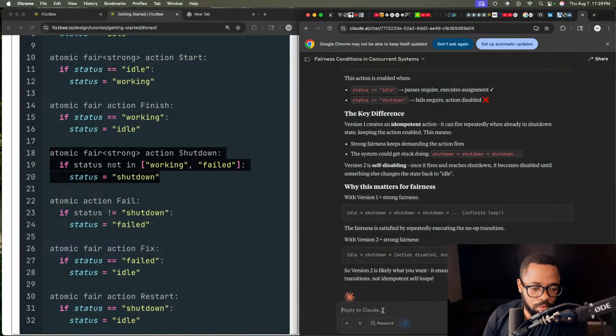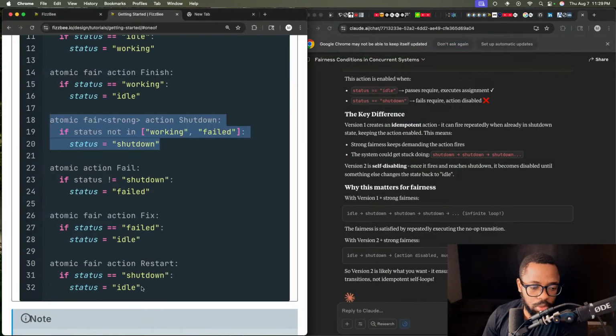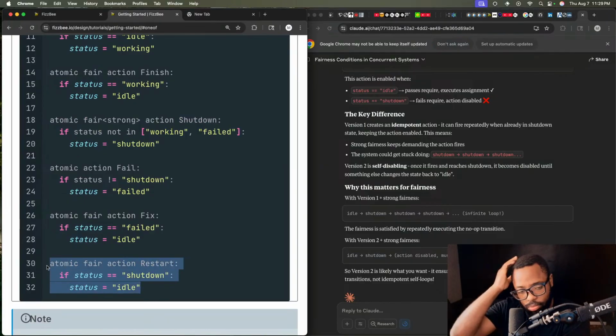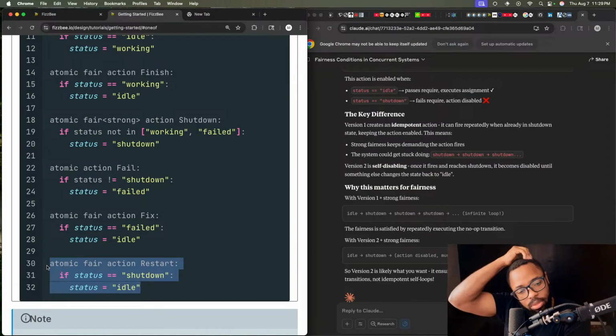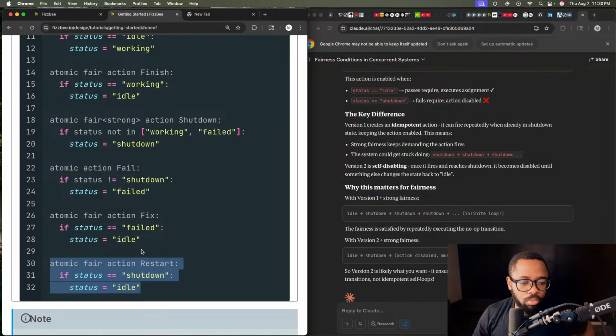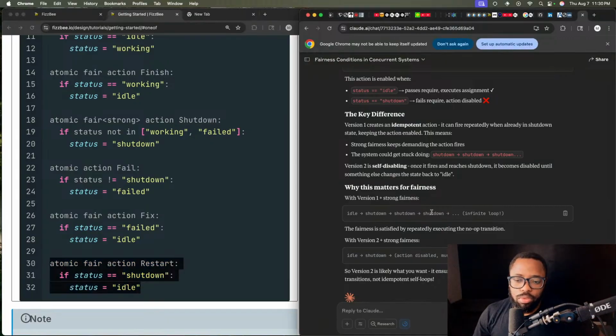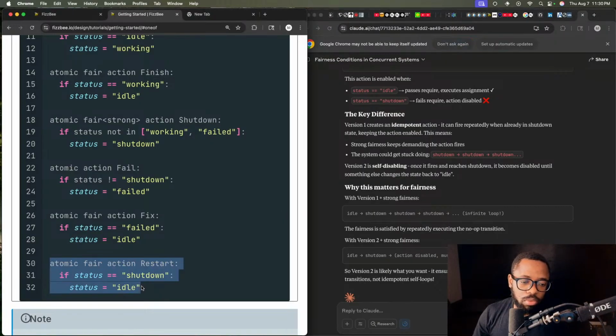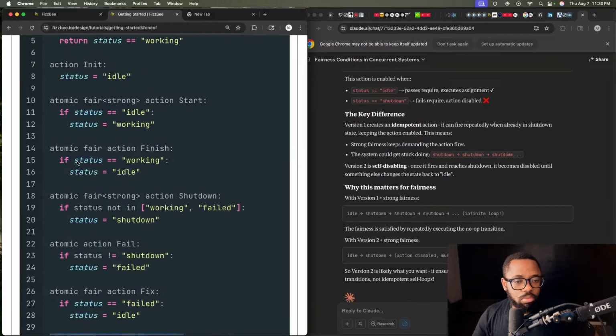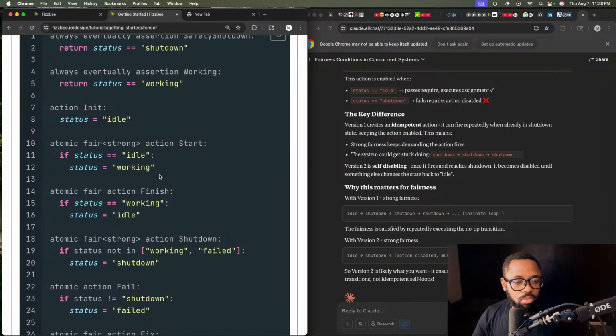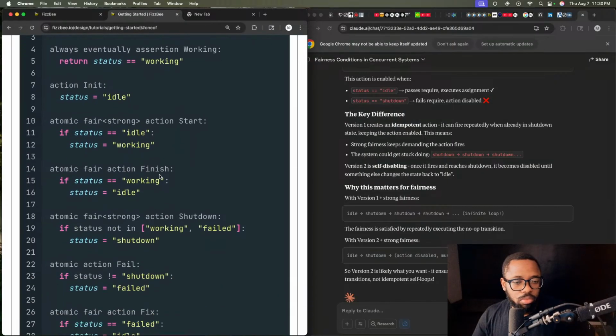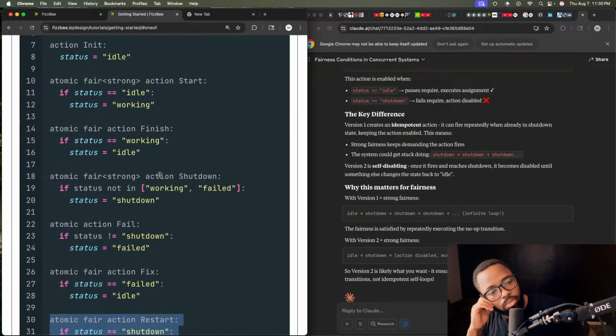So how do they solve that though? With this here, that's how they solve that part. The part about if you get stuck in here, then you eventually transition to idle. Okay.